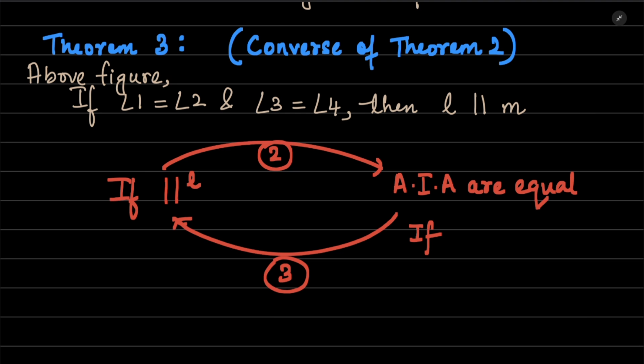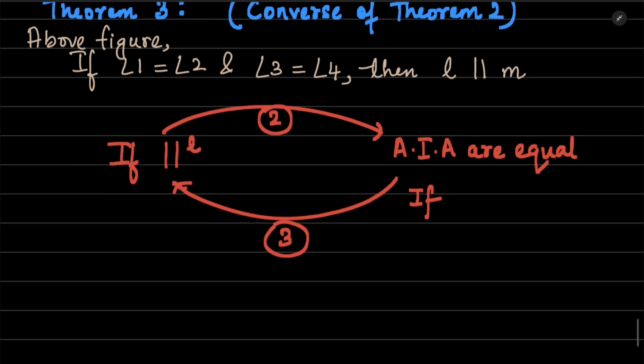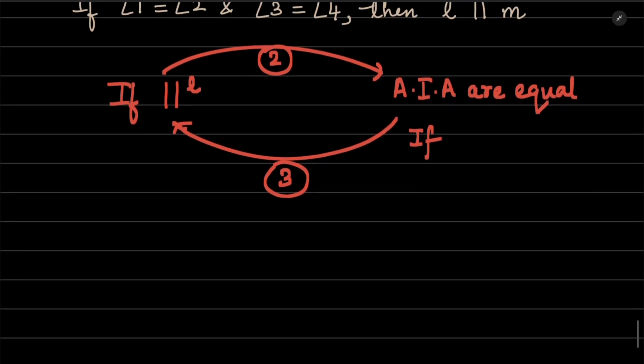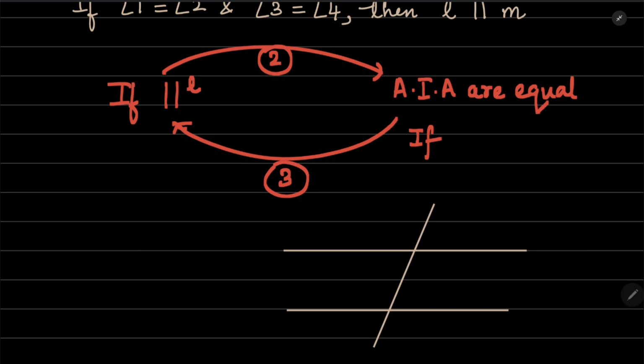Now the next one that you have to remember is, suppose you have two parallel lines and you have a transversal, and these lines are L and M respectively.